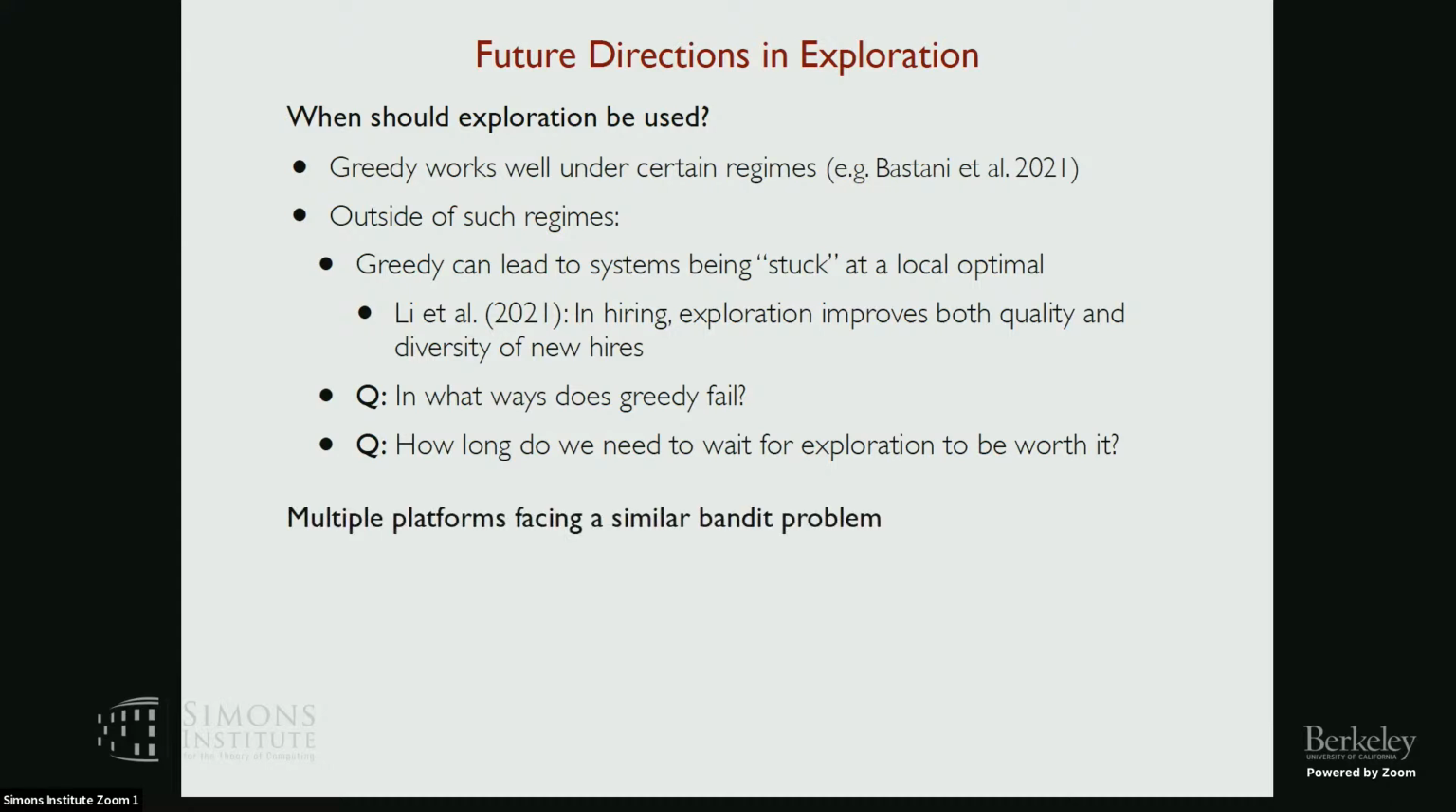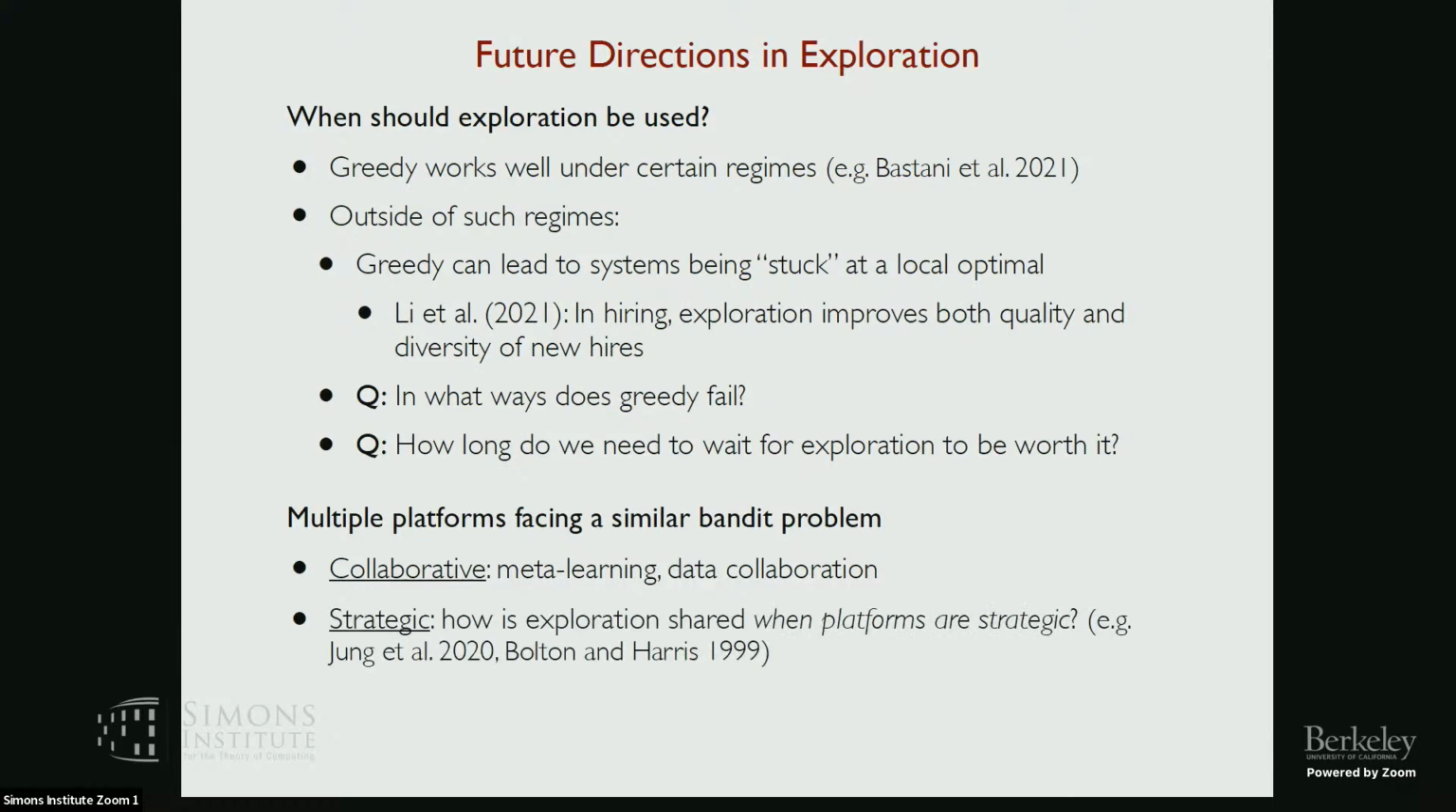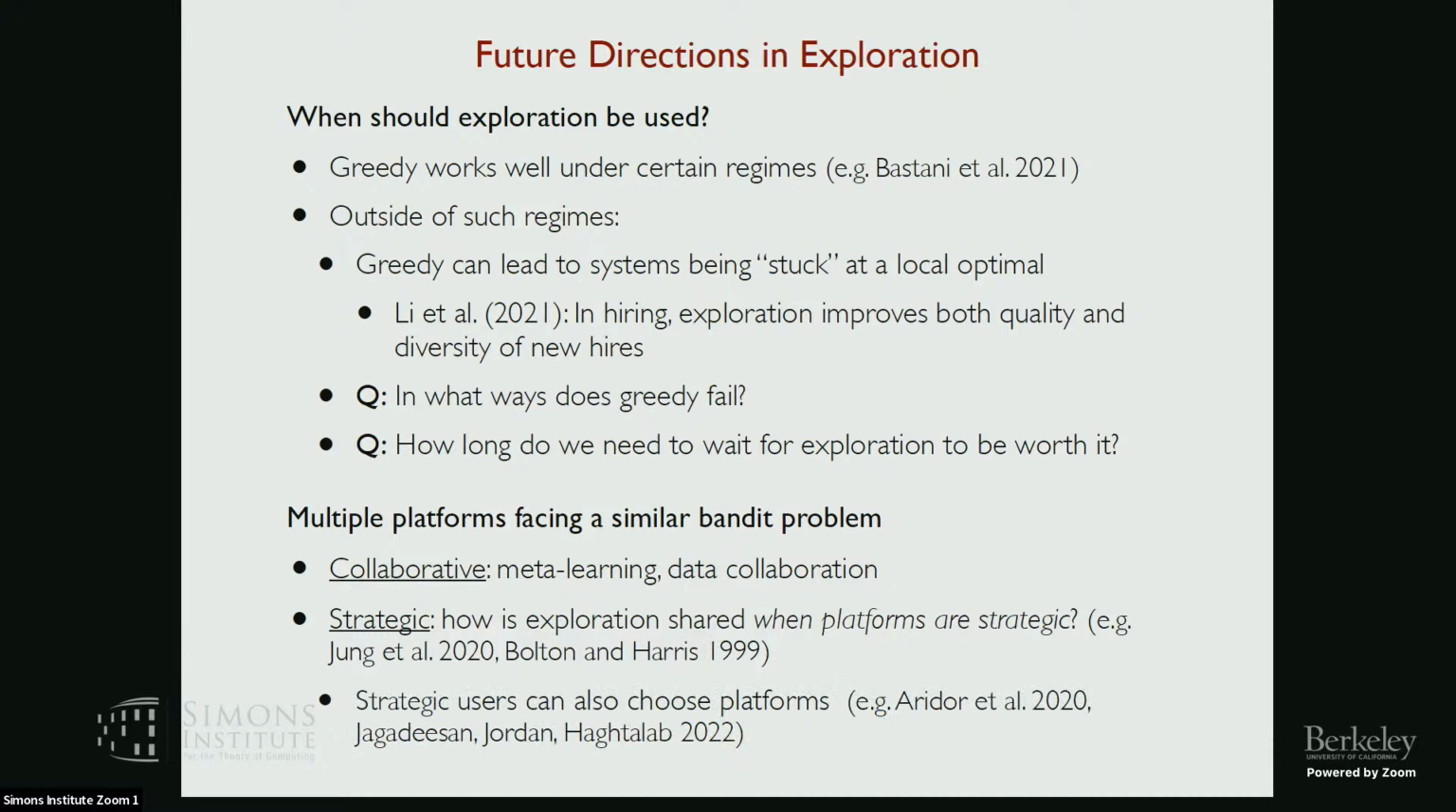And then lastly, another direction that I'm interested in is understanding when multiple agents or multiple platforms face a similar bandit problem. For example, if the platforms are collaborative, this is the idea of meta learning, and then we can get better learning because we have multiple data sources. On the other hand, if the platforms are strategic about what bandit algorithm they use, then what happens? And there's also been some recent work where users can also be strategic in choosing platforms, and then you can form some kind of equilibria.